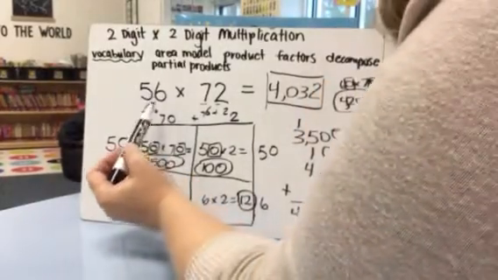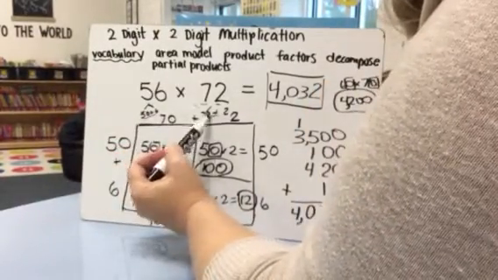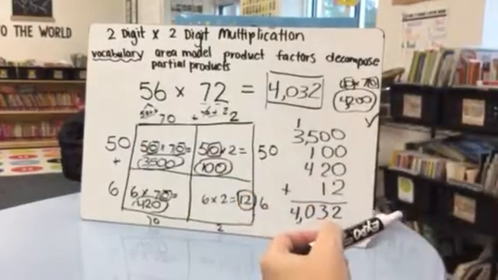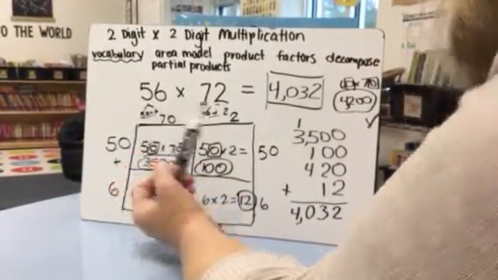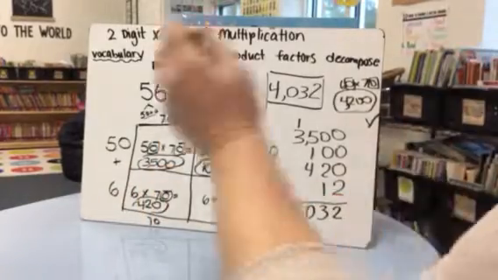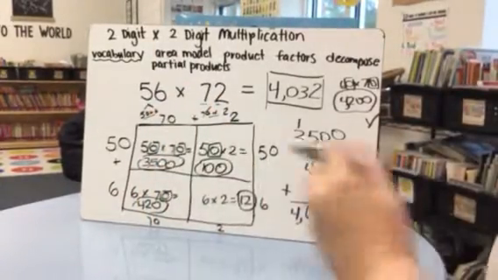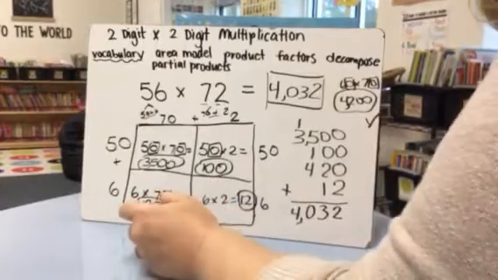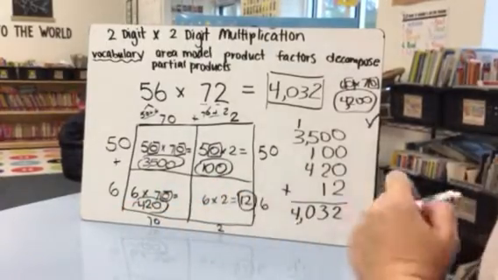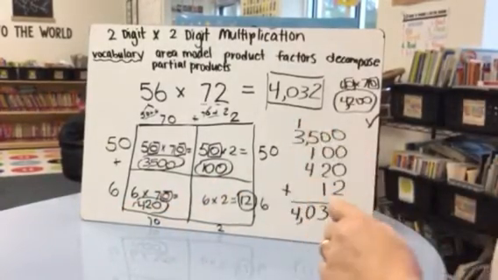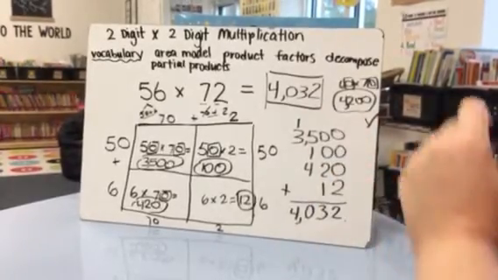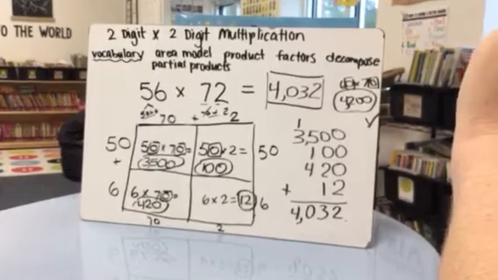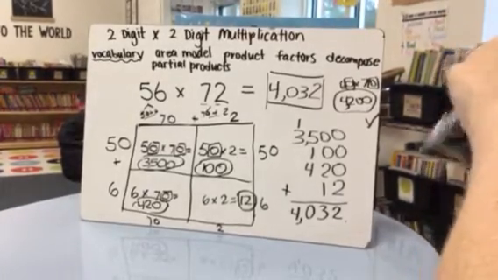Decompose is what we did when we broke down our factors into their place values. Expanded notation, that's called when you make an addition equation with the place values. And our partial products are these four products that we found that when we combine them make our final full product. They are part of the product. So that is what 2-digit by 2-digit multiplication looks like with the area model.